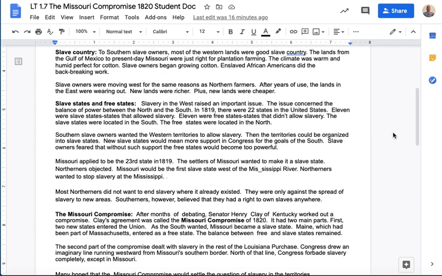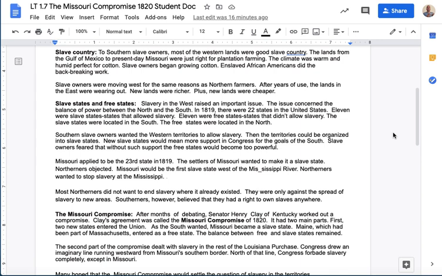Slave owners were moving west for the same reasons as northern farmers. After years of use, the lands in the east were wearing out. New lands were richer. Plus, new lands were cheaper. Slave states and free states. Slavery in the West raised an important issue. The issue concerned the balance of power between the North and the South.